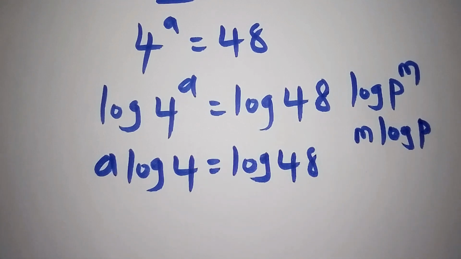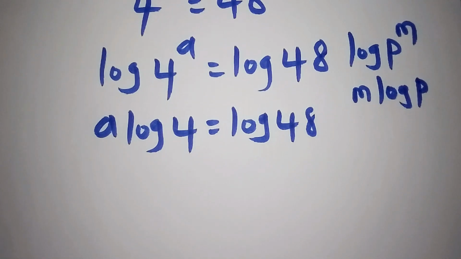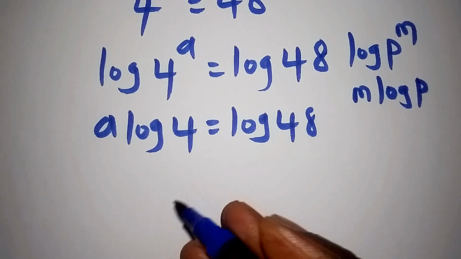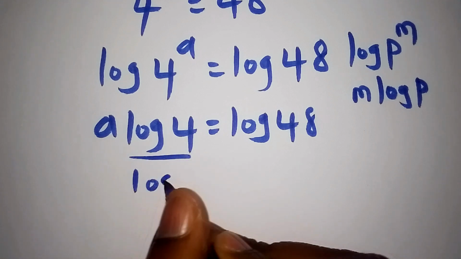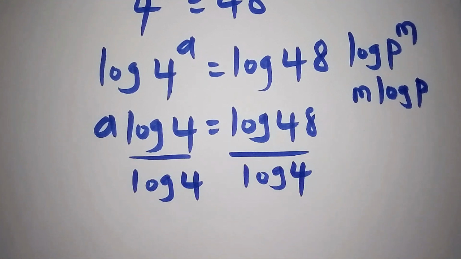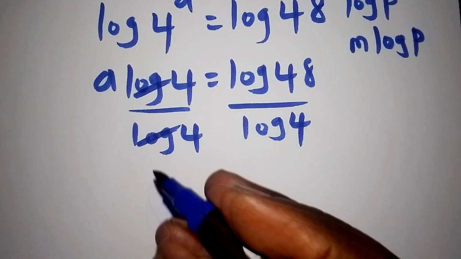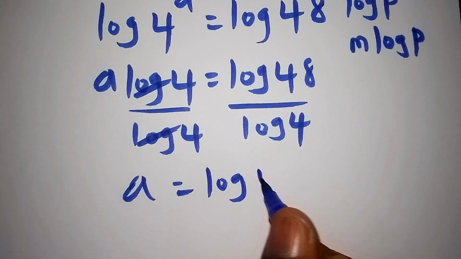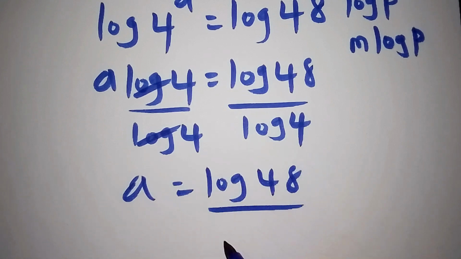Our next step is to divide both sides by the log of 4 so that we remain with a, because we are trying to find the value for a. So we divide both sides by the log of 4. The log of 4 and log of 4 cancel. From there, we see that a equals the log of 48 all over the log of 4.